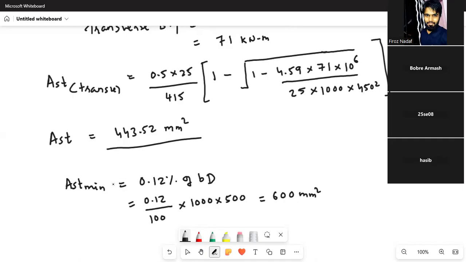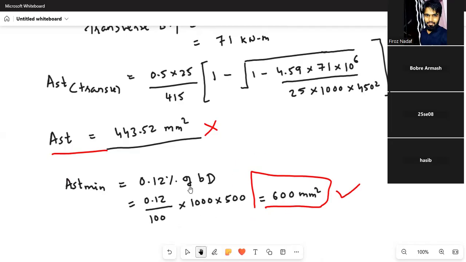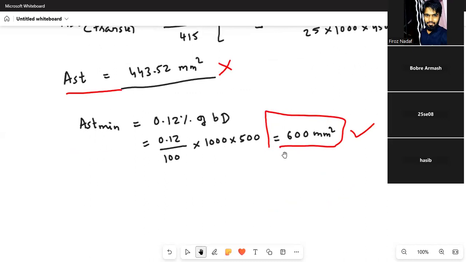So the ASC that you have calculated for the transverse reinforcement is less than the minimum ASC required. So you cannot provide this. You have to go for the minimum reinforcement in the slab. And with respect to this reinforcement, you have to provide the transverse reinforcement.